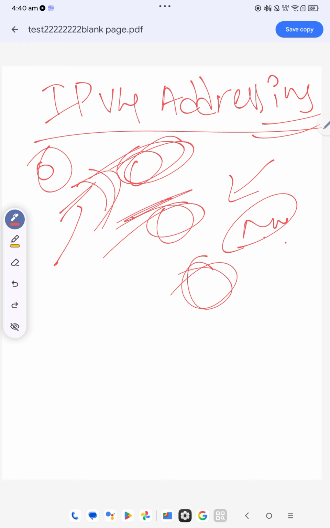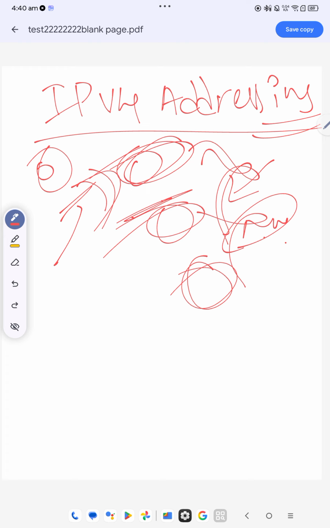So what is an IP address? It is a logical address of a device on a network, enabling routing between different networks. It is like from network to network or router to router. Okay, let's discuss IPv4.